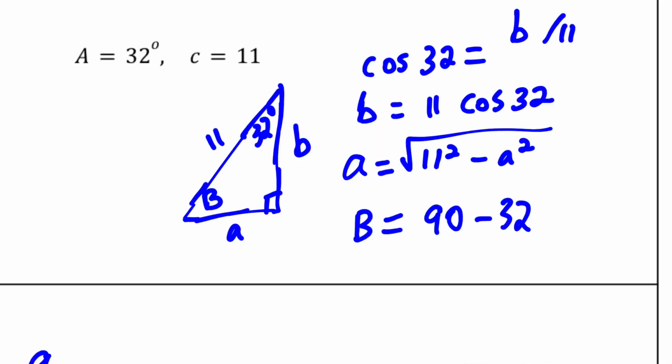For this next one, if you set up big A angle here, 32 degrees, across from that little a side length, big angle B across from that little side length B, and side length C being 11, you can use cosine of 32 is B over 11. So little b is 11 cosine 32. To find out what A is, you're going to take the square root of 11 squared minus B squared, which we just found. And if you want to find the angle B, that's going to be 90 minus 32, and you get your answer.